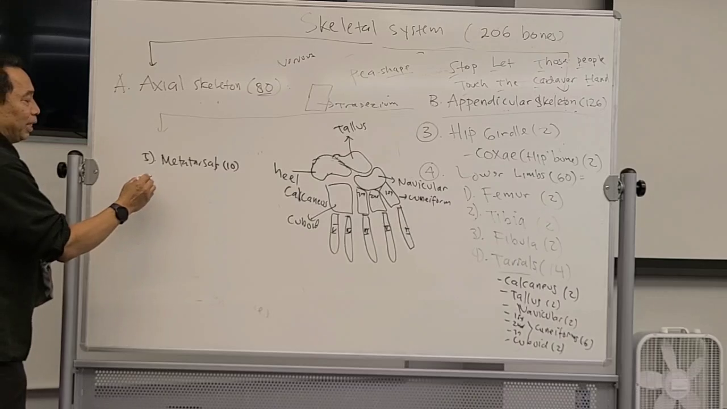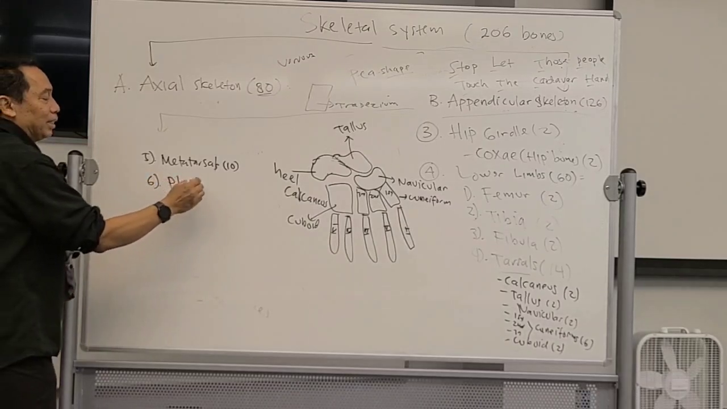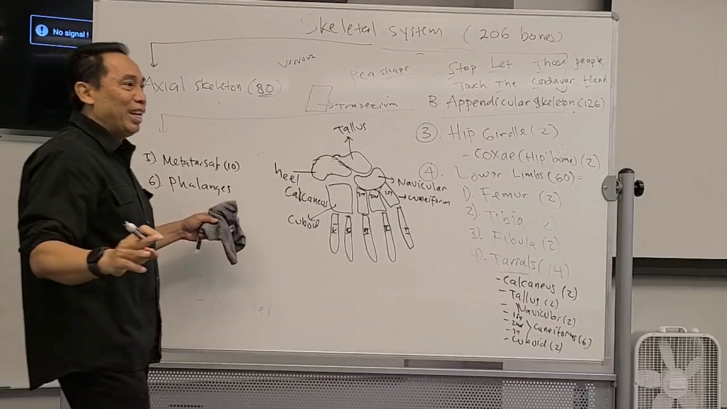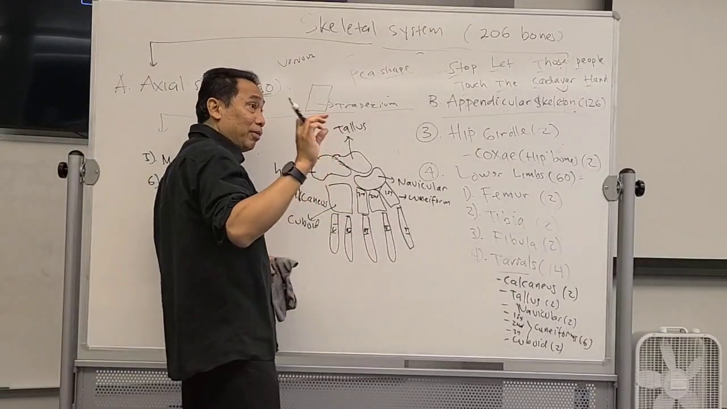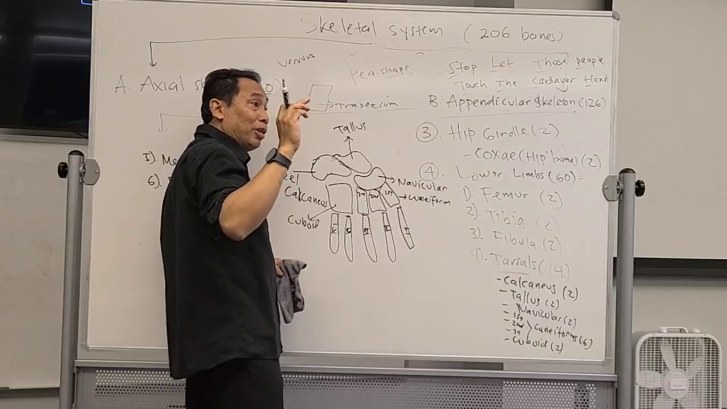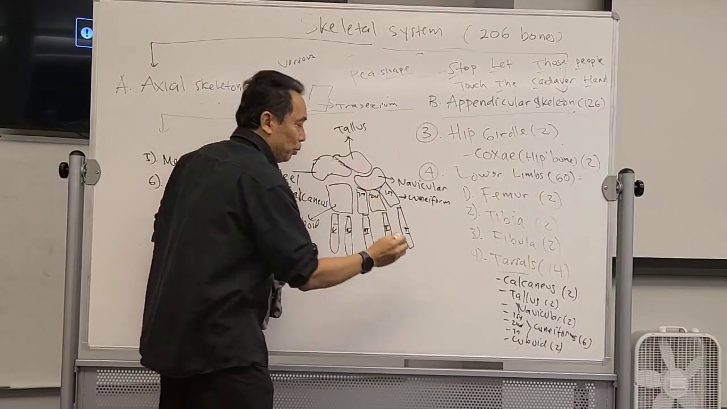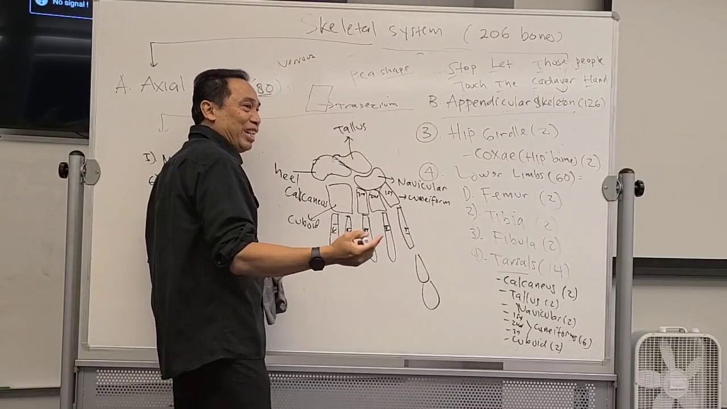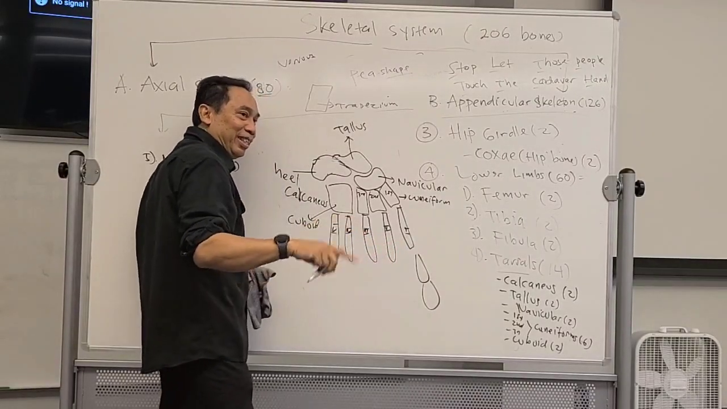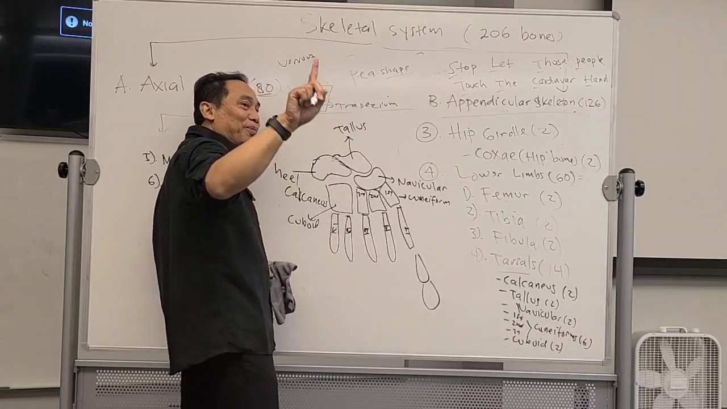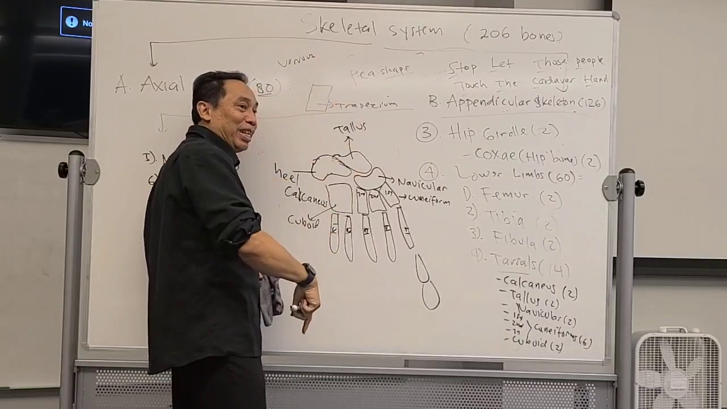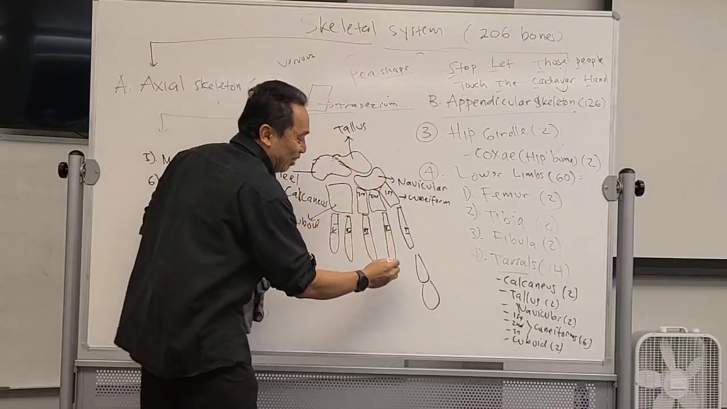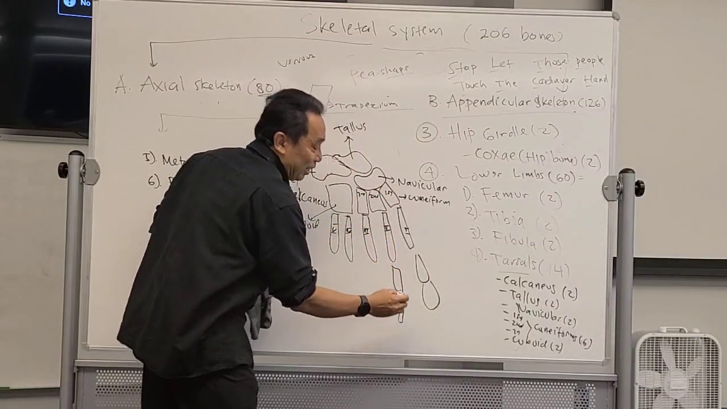Phalanges. How many phalanges? It's going to be the same. Your big toe, even though it looks very big, only has how many bones? The same as your thumb. 2. Now how about the next one? What do you call it? You have the index finger on top. But on the bottom, what do you call it? Second toe, right? Which is going to be 3, right?